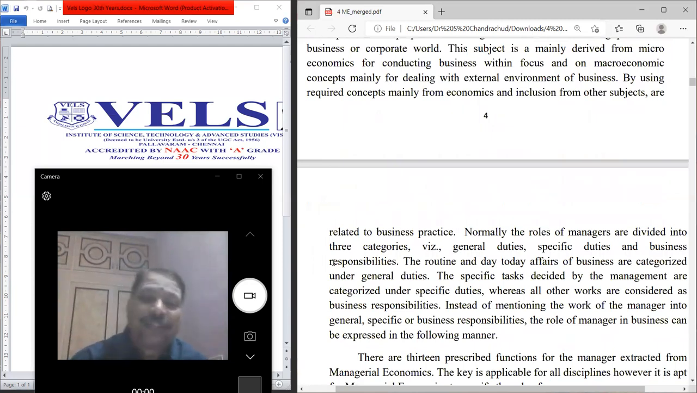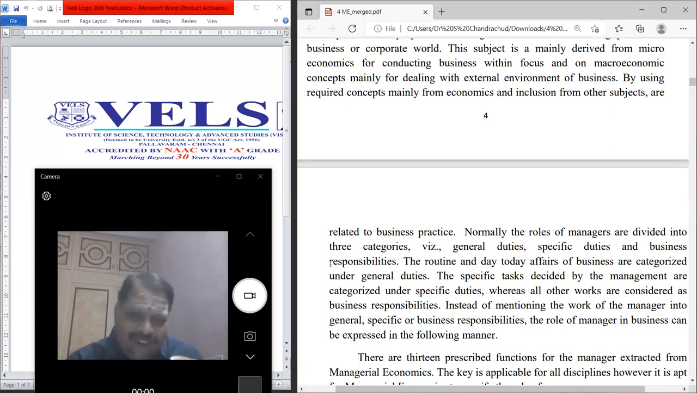Normally, the role of a manager is divided into three categories. What are they? The first is the general duties. The second one is the specific duties. And the third one is the business responsibilities. The routine and day-to-day affairs of a business are categorized under general duty. Day-to-day, what we are going to do, that is a general duty. But sometimes special tasks are decided by the management, which are categorized under special duties.